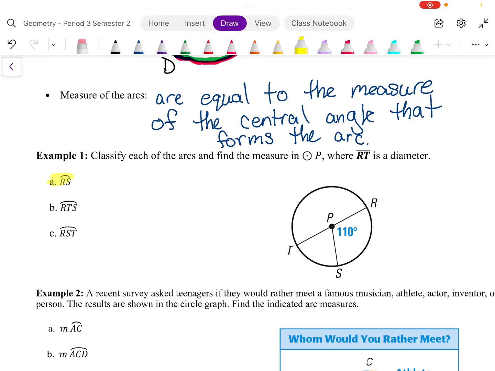So if we start with arc RS, we have that arc, and it is cut off by the central angle of 110 degrees. So that means our arc is also going to be equal to 110 degrees. And because that is less than 180 degrees, this is going to be a minor arc.